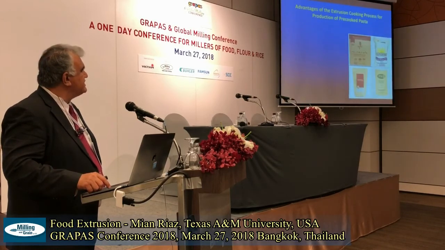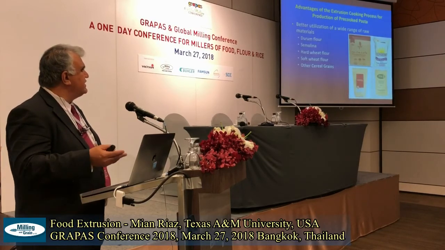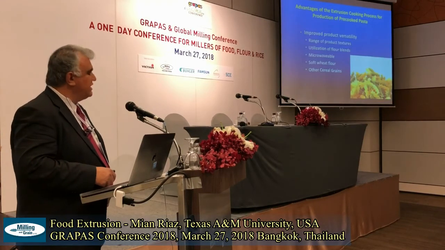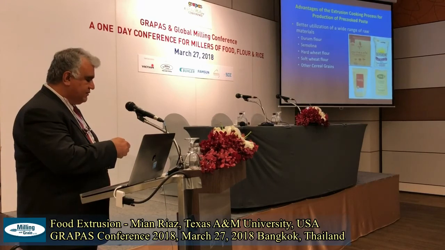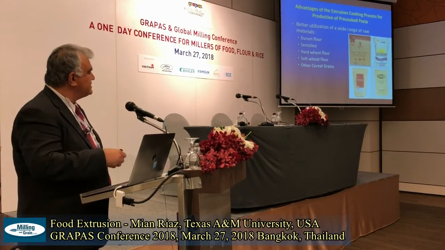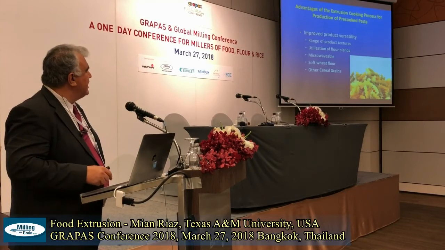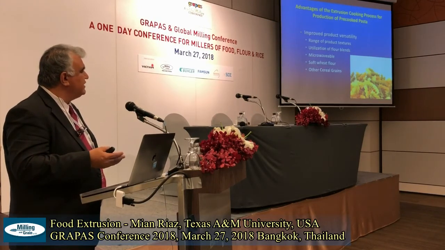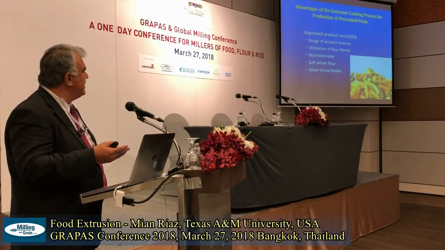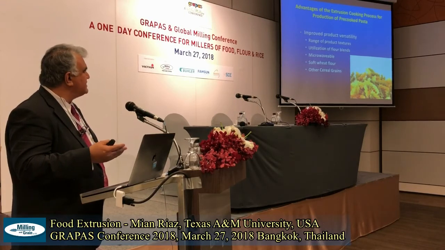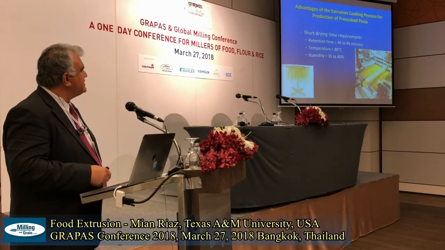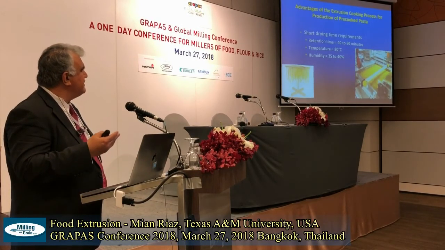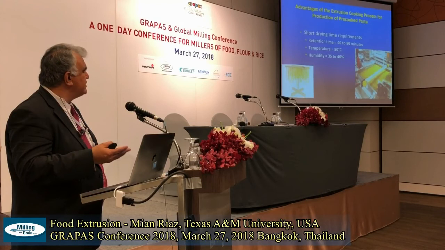Therefore, basically, these are some of the advantages. We can have better utilization of a wide range of raw materials. Basically, we have different raw materials which can be used in combination, depending upon your application. We can improve the product versatility and the ranges. We can make microwavable pasta from soft wheat flours and other cereal grains as well. And there is a short drying time. The retention time is less than before. Temperature is around 80 degrees C, and humidity is 35 to 40 percent.